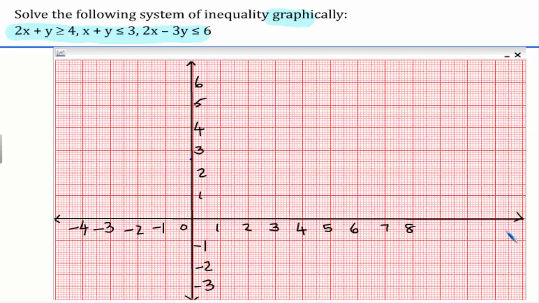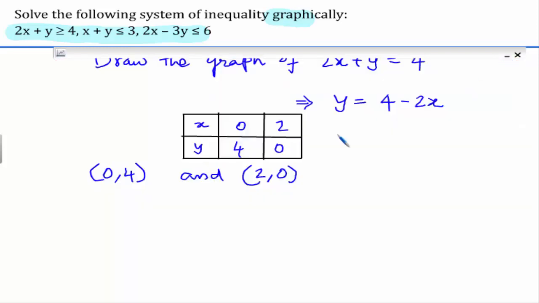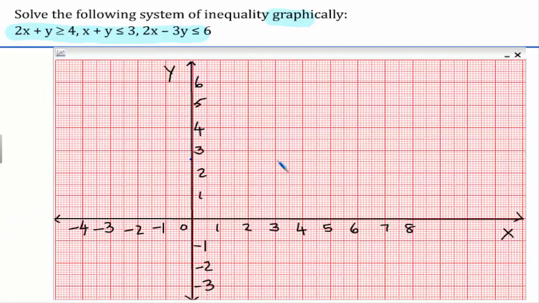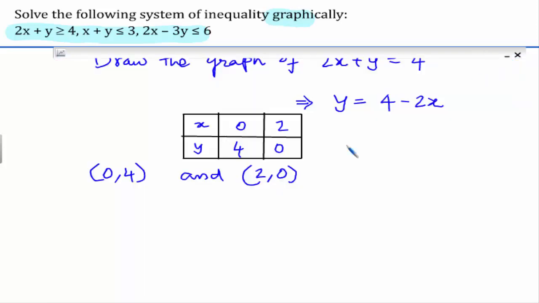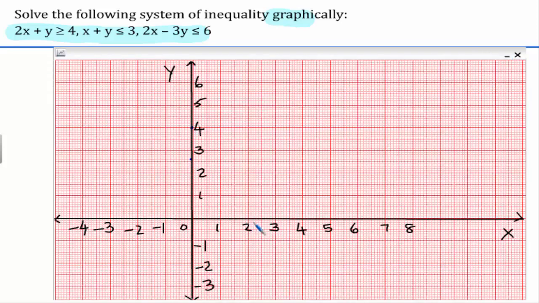Now in this system, here is the x-axis and here is the y-axis. Now let us plot these 2 points. The first one is (0, 4), which will be here on the y-axis. And the next one is (2, 0), which will be here on the x-axis. Now let us join the 2 points to draw the line. Now here is the line which is dividing the given plane into 2 equal parts.